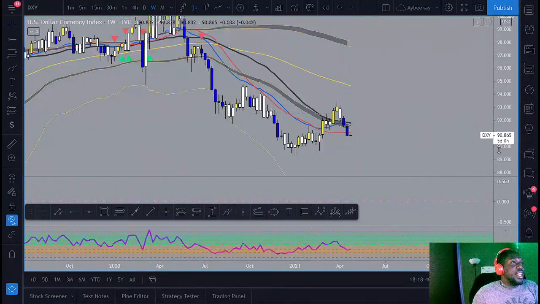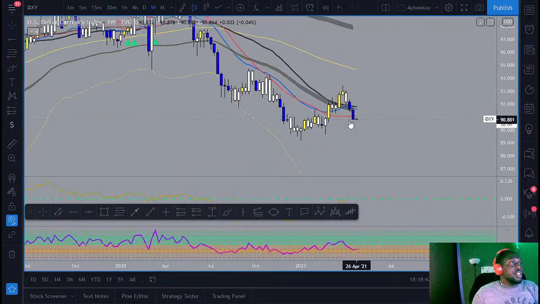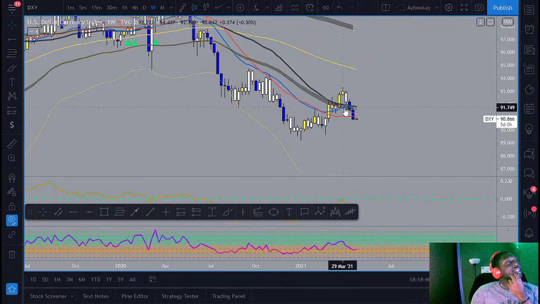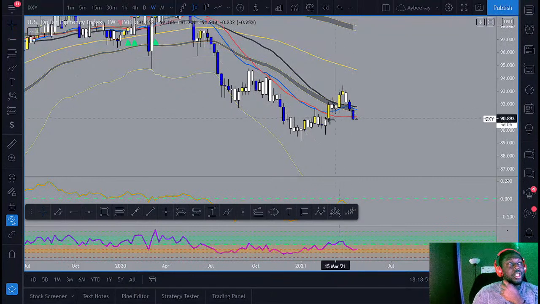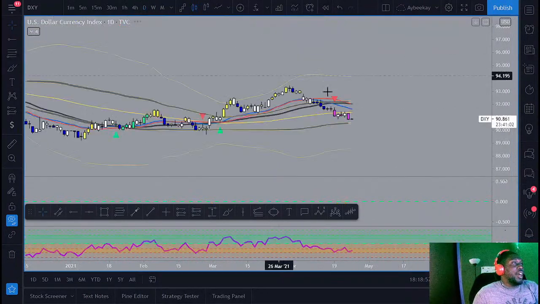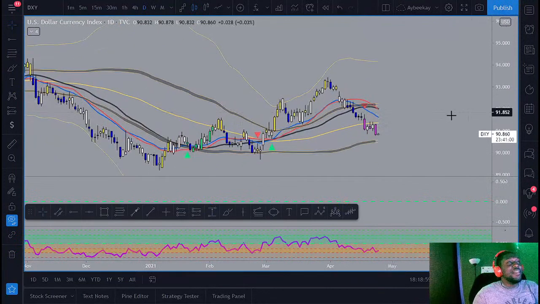So DXY never called for that buy that I was looking for on the weekly time frame, and it even came lower. So that is something that warranted me to be like, okay, let me chill on trying to buy this right now and really wait for a retest, because it never called for that buy right there, right? Although I did attempt, I'm not gonna lie, I did try, but I failed.